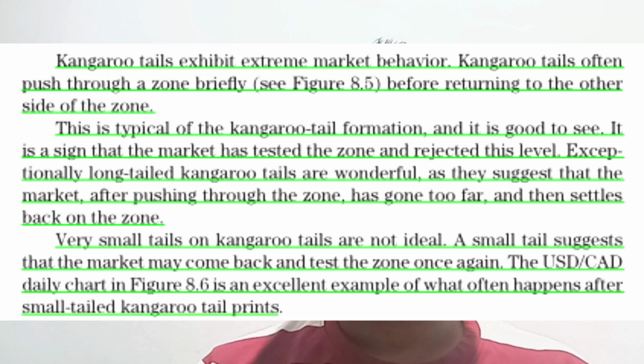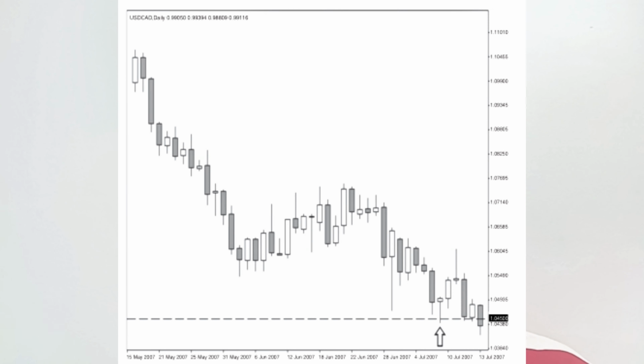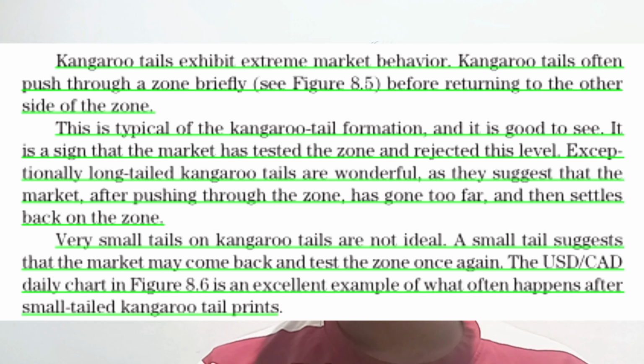on the zone. Very small tails on the kangaroo tail are not ideal. A small tail suggests that the market may come back and test the zone once again. The USD CAD daily chart in figure 8.6 is an excellent example of what often happens after a small-tailed kangaroo tail prints.